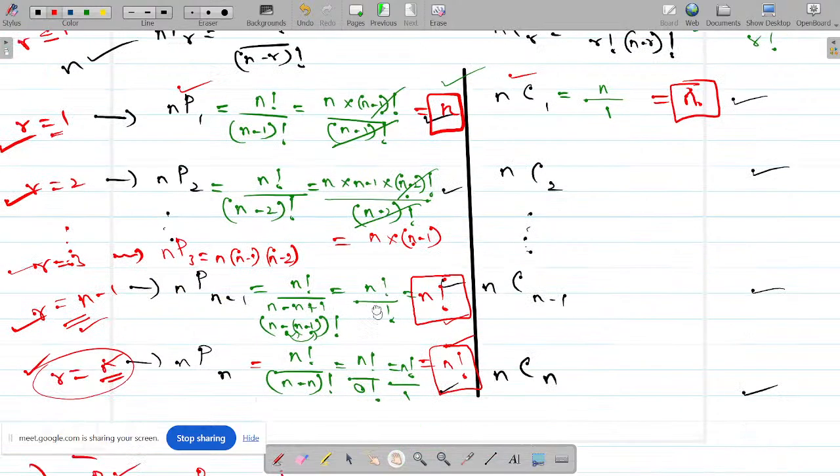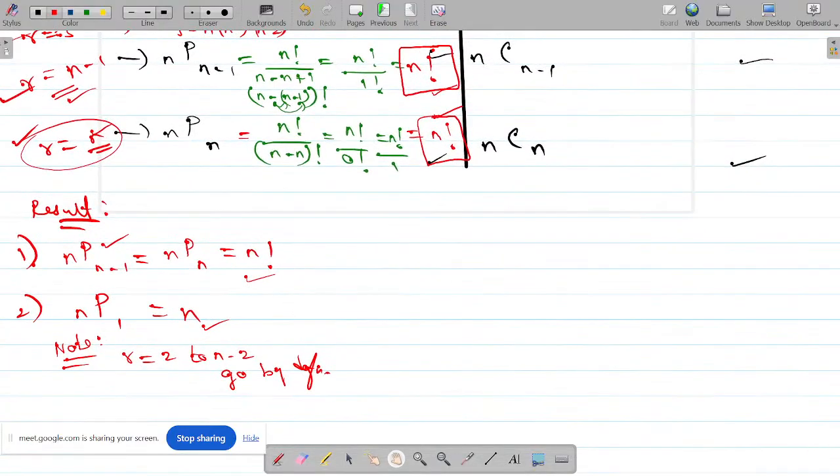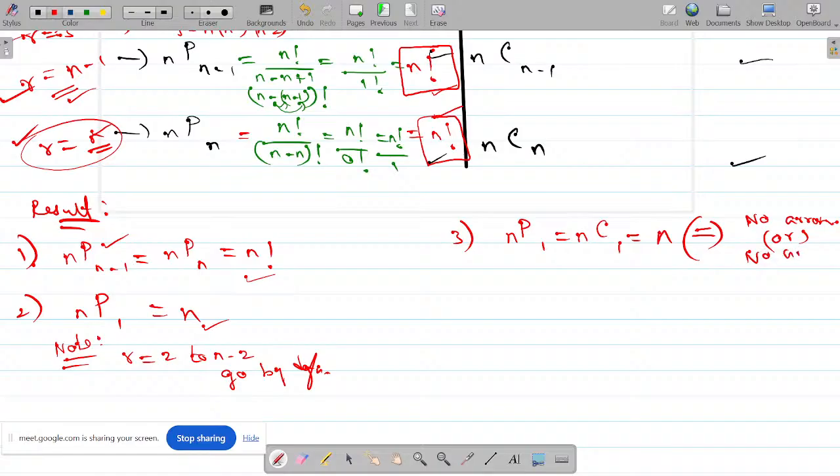So this is your result here. The result I added before is the second one. Shall I name this as the third one? What we have done here: nP1 and nC1 are both n itself. Which means there is no arrangement. So what do you understand from this? No need to talk about arrangement or grouping, right? Yes, please make a note of it.